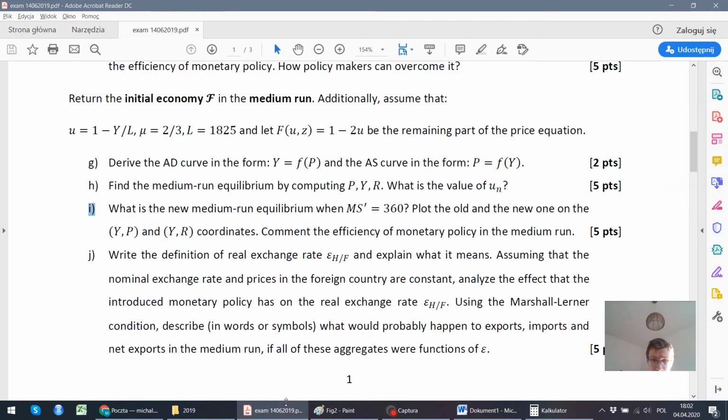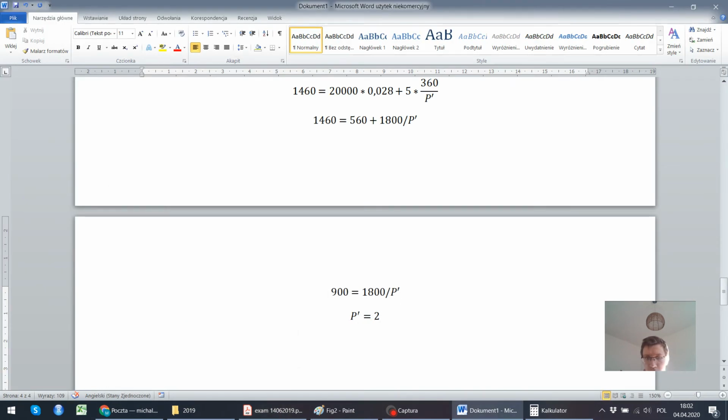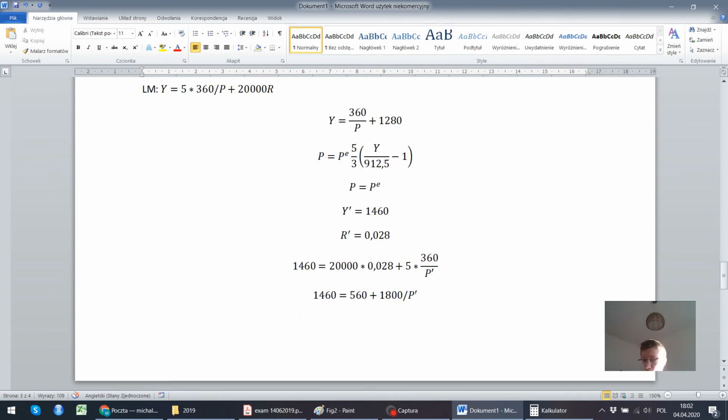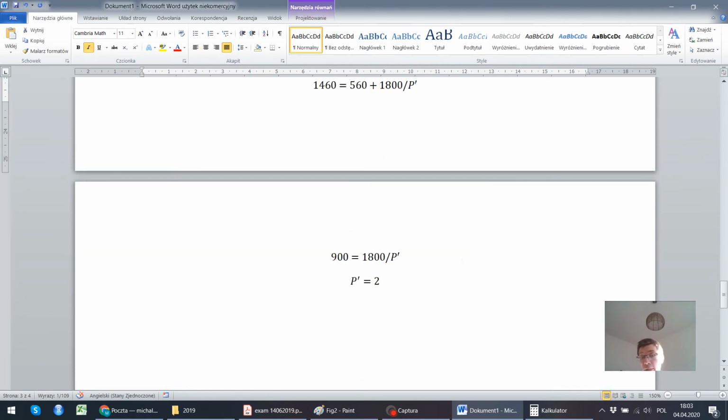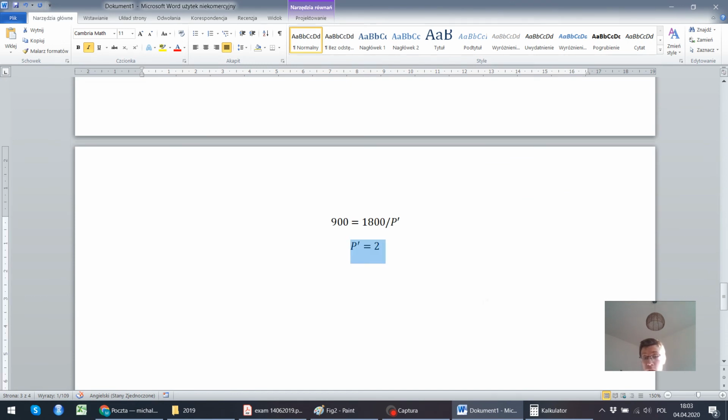Now, to finish up, comment on the efficiency of monetary policy in the medium run. So what is the consequence of the monetary policy in the medium run? The fact that the central bank increased the supply of money. We see that the output did not change. The interest rate did not change. The only thing that changed in the medium run is the price level. So what is the efficiency of the monetary policy?